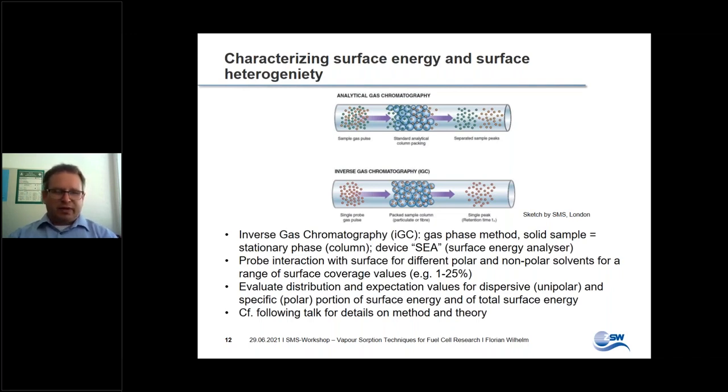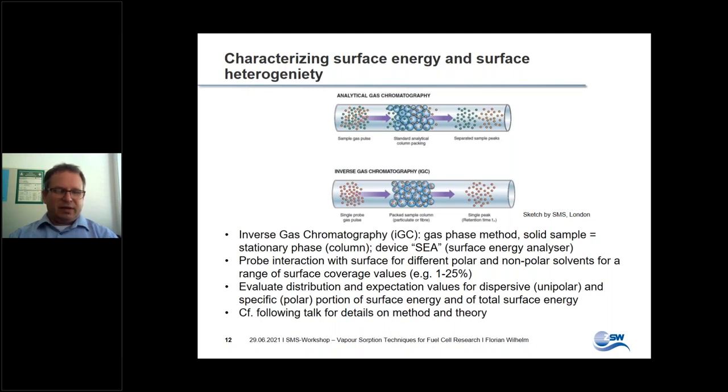Practical values, for example, maybe 1 to 25% coverage of the surface, meaning a monomolecular layer which is formed, so not a complete one, but 1 to 25% of such a layer. This can be more, this can be less, depends on the material and on the practical requirements of the measurement.